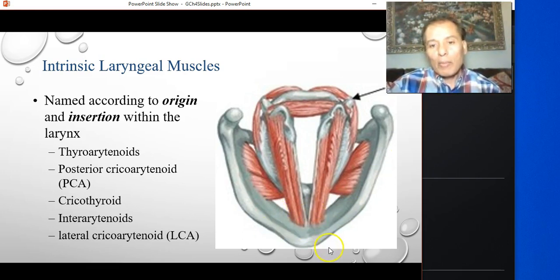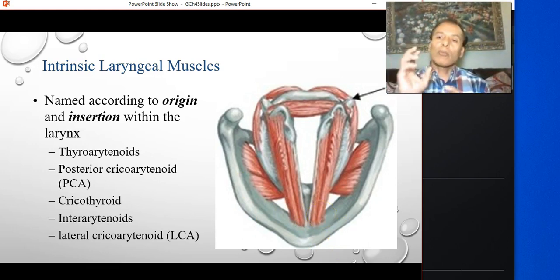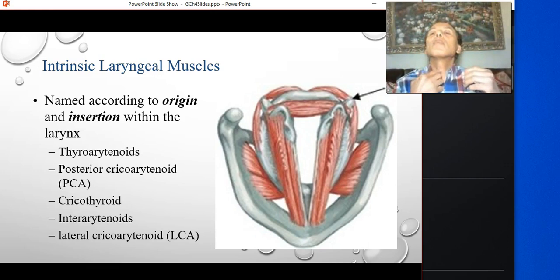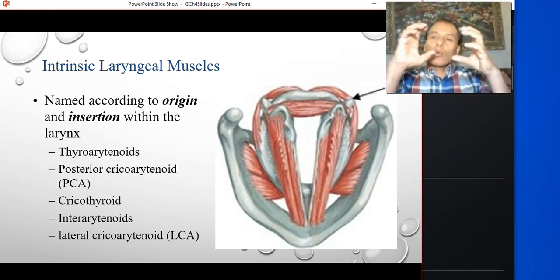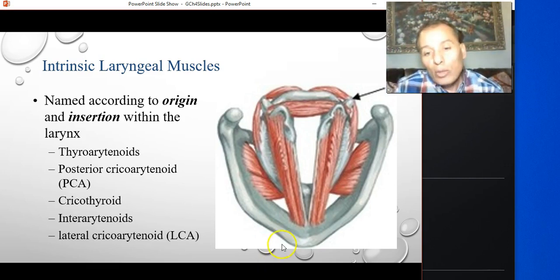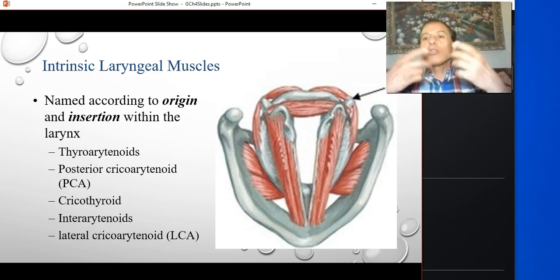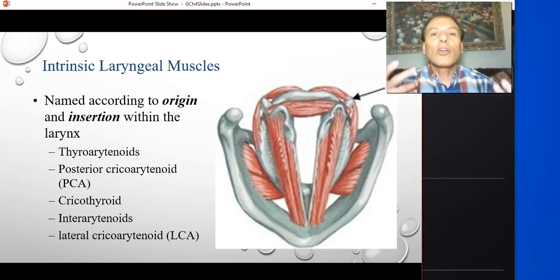And from the outside and below, you have the cricothyroid muscles. So the cricothyroid muscles, when they contract, they pull the entire thyroid cartilage forward and down, and when they do that, they pull down the vocal folds with them. So in effect, you stretch the vocal folds. When you stretch them, you raise their pitch. You make them vibrate at a higher pitch.